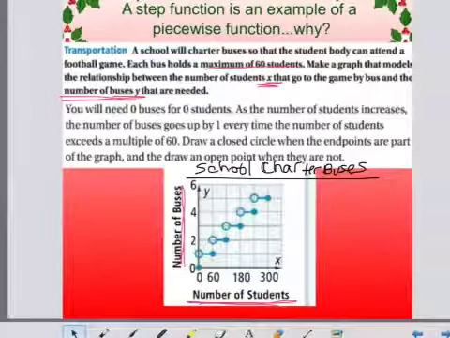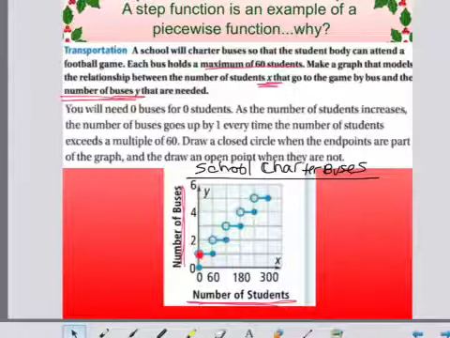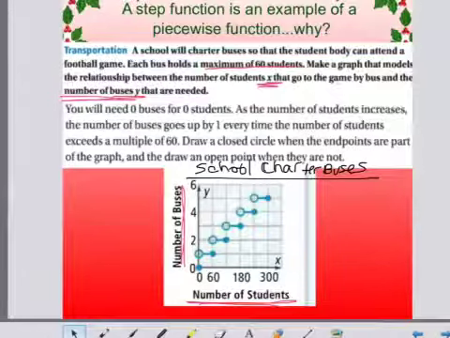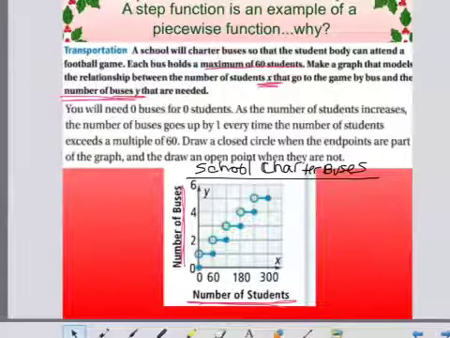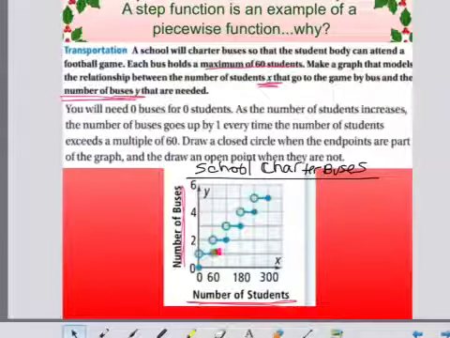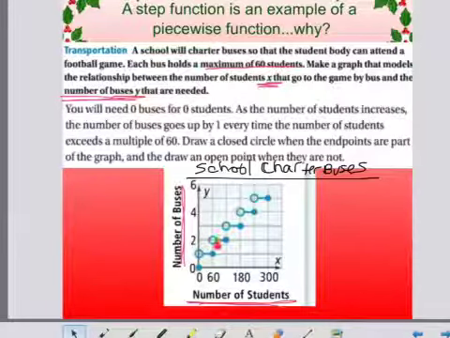So, obviously, when there's no students, there's no buses. So that's why we have an open circle here, because it's not including that. But for every 1 student all the way up to 60, there's 1 bus. So we have a line and a closed circle at 60. Then starting at 60, we don't need 2 buses yet, so we put an open circle.